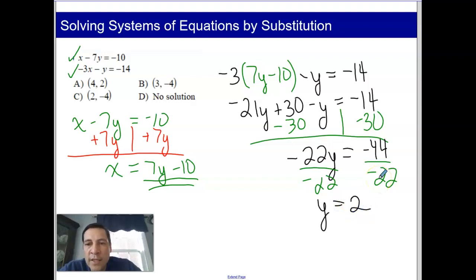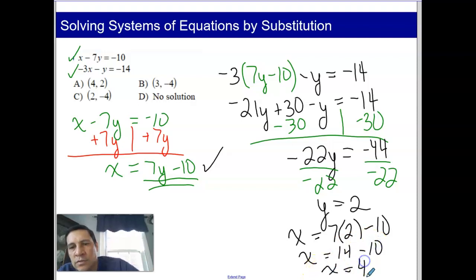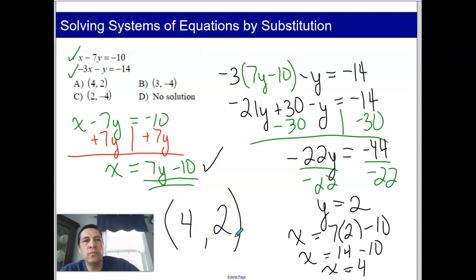I found out what y is, but I still need to find out what x is. So I'm going to go back to where I solved this for x. x is equal to 7 times y, which is 2, minus 10. x equals 14 minus 10. x equals 4. So the solution to this system, which I write as an ordered pair, is 4, 2.